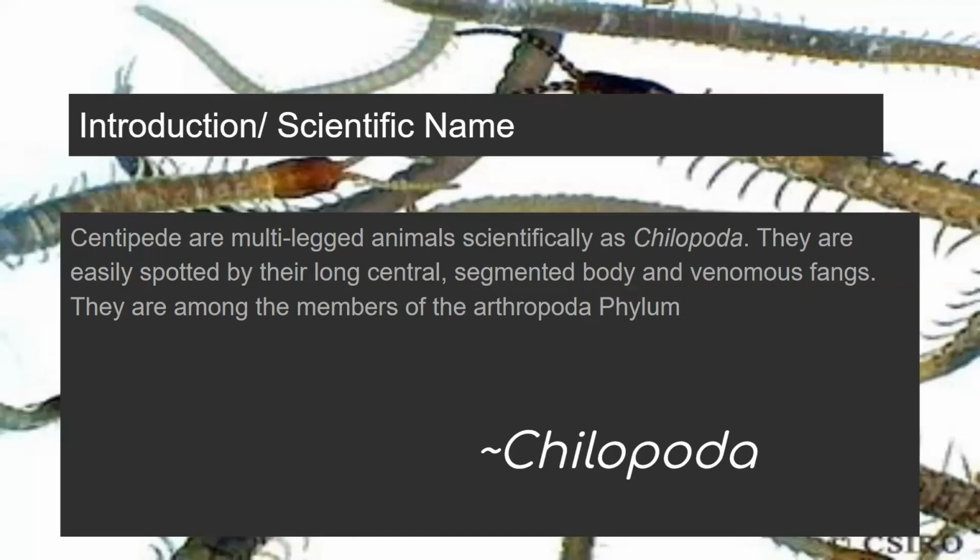So to further introduce centipedes, I will start by giving you their scientific name. Their scientific name is Chilopoda, and they can be easily spotted by their lengthy, sort of snake-like shape. They also have a very segmented body and venomous fangs. Most importantly, they belong to the Arthropoda phylum.